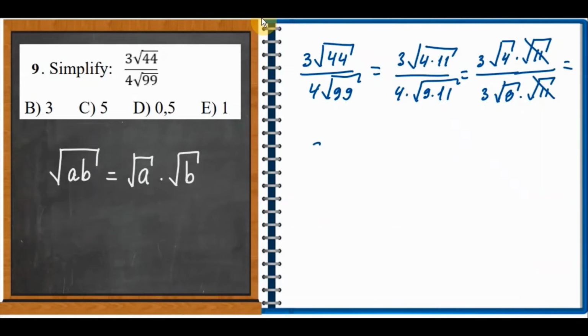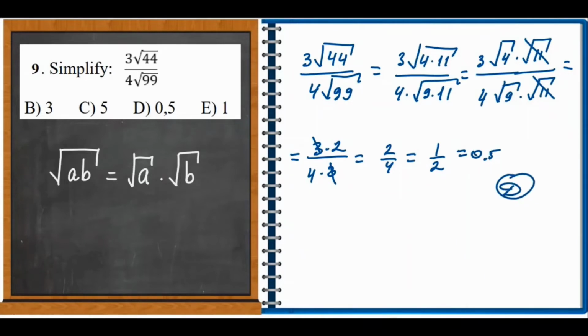We can say 3 multiplied by, we know that square root of 4 is equal to 2. So that's 2, 3 times square root of 9 is 3. Now we can cancel, oh sorry, there was 4. We can cancel 3 and 3. We are getting 2 over 4, and still we can cancel it 1 by 2. It's going to be 1 over 4, and that's 0.5. The correct answer is D, 0.5.